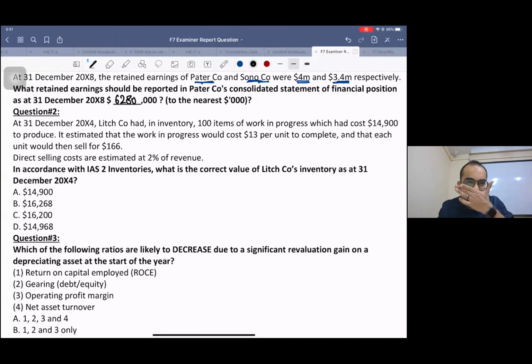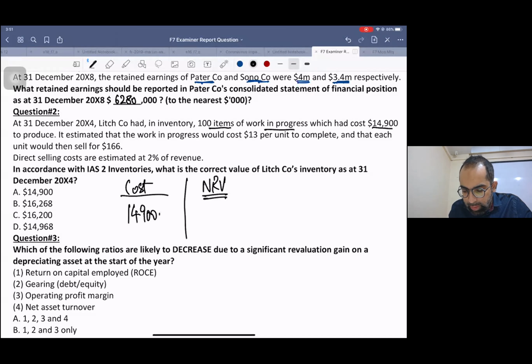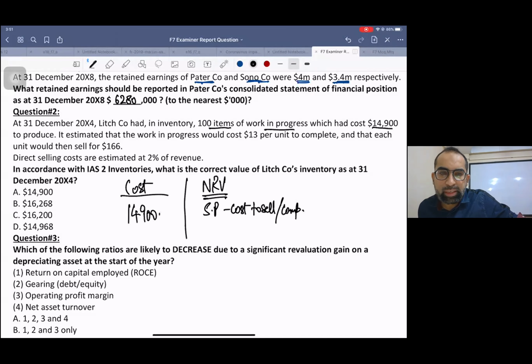At 31st December X4, Lich company had inventory of 100 items of work in progress which had cost 14900. Now wait. Let me make two columns. The first column I'll write cost: 14900. And the second column is NRV, net realizable value, selling price less cost to sell or complete. So for 100 items the original cost is 14900.